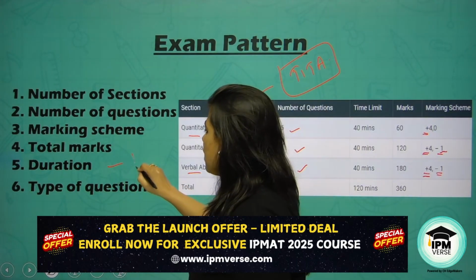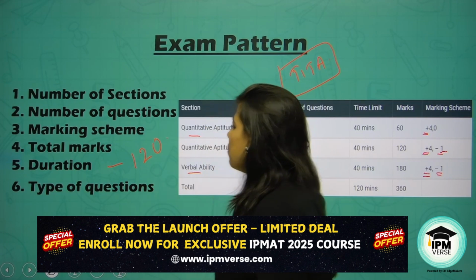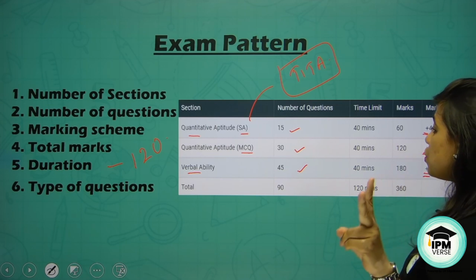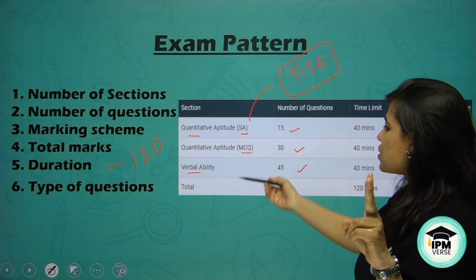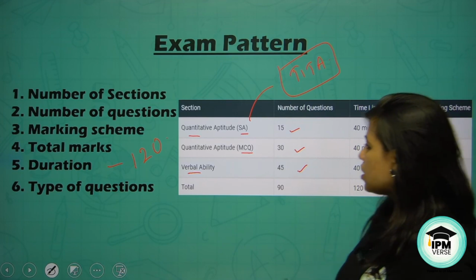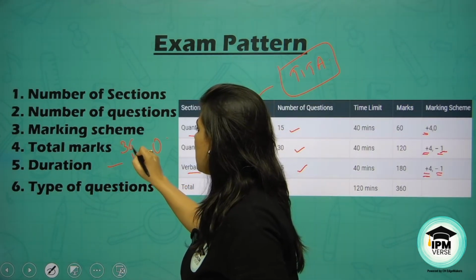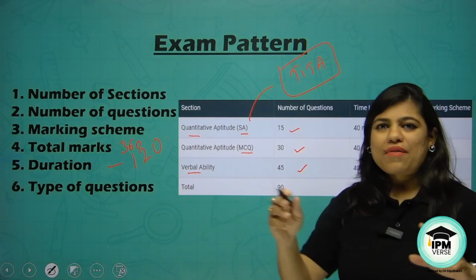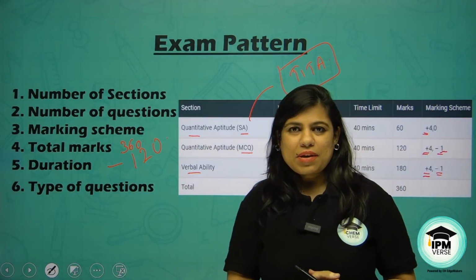This exam is of 120 minutes, that is 2 hours. You will be getting 2 hours to solve the whole IPMAT paper. And the total marks would be 360. Types of questions: we have MCQs as well as theta based questions.